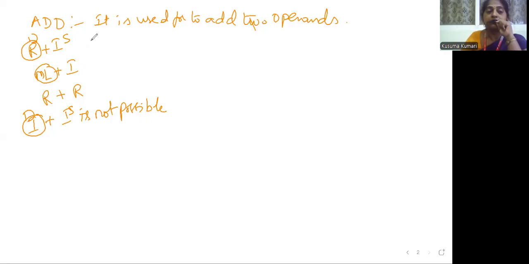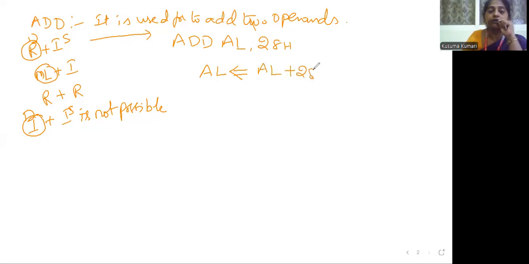So what is the instruction? ADD AL comma, for example, 28 hexa. That means the number 28 is added with the AL register contents, and the result is stored in AL. AL plus 28 hexa, this is a hexadecimal number, that is the immediate number.